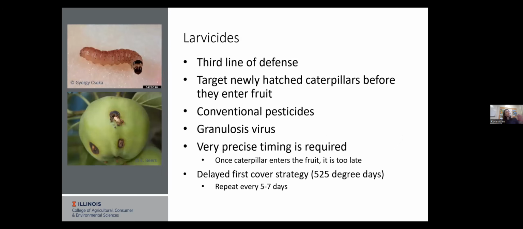And then if you don't get the eggs, then we use larvicides. And so that kills those newly hatched caterpillars before they come into the fruit. And so there's a bunch of conventional pesticides you can use here. There's also an organic option where there's a specific virus that just targets codling moth.